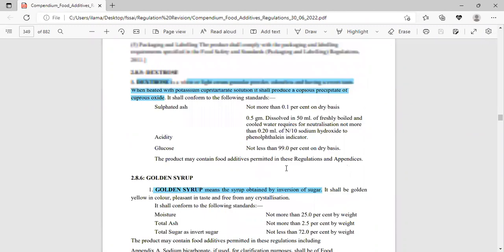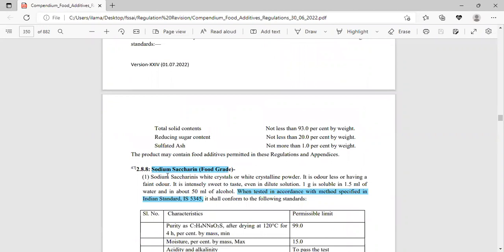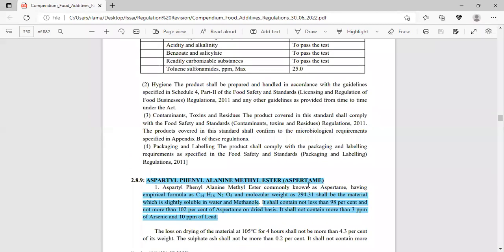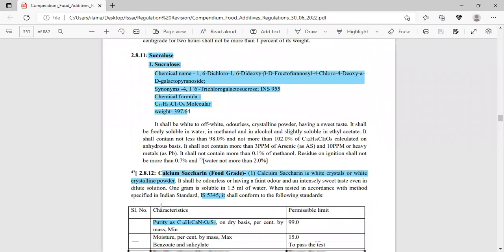See what are the values for dextrose, golden syrup, dried glucose syrup. Here, please, for this sugar's natural nutritive sweetness, we will measure its purity using the IS standard IS 5345. So note this, which IS standard we will use. It's for aspartame. Just go through what are all the parameters given. For acesulfame, sucralose.